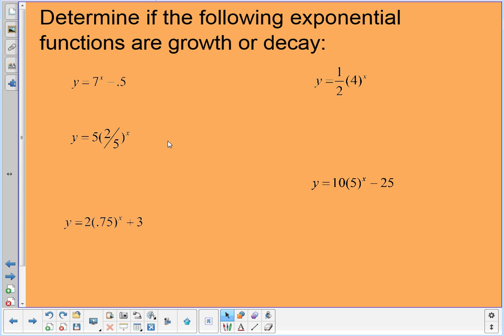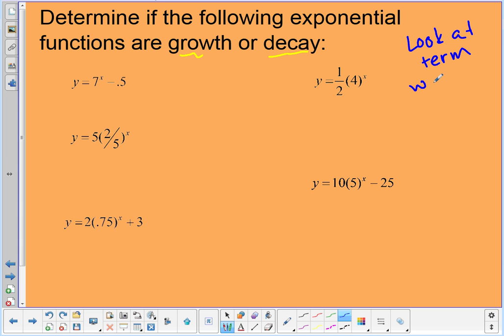In number 6, you have y equals 7 to the x power minus 0.5. Now, here's the way you can determine. You need to look at the thing that's being raised to the x power. Okay, so look at the term with x as the power. So in number 6, I'm looking at this term, 7 to the x power.